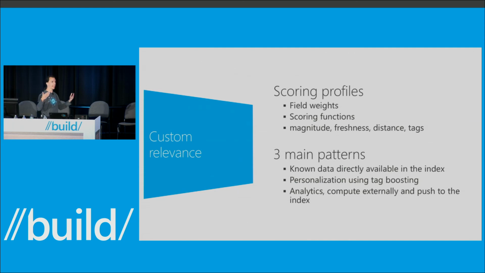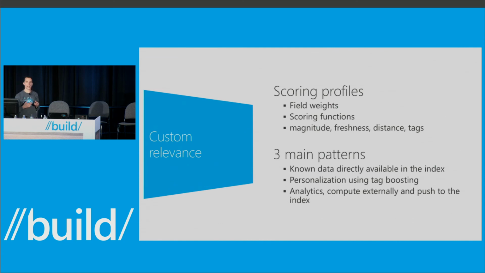So tag boosting allows you to boost documents: when you pass the search, you pass the tags of the user, and whenever we find a non-empty intersection, we like those documents better. That doesn't mean we're not going to offer documents that don't have the tags. It means that we skew towards the ones that have the tag, all other things being equal. So this is a really powerful way to create a personalized experience. And then finally, you can do analytics, where you can compute signals, like, for example, tags or popularity, and feed that back into the index and use it as input.